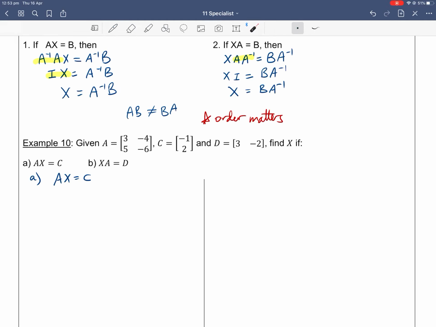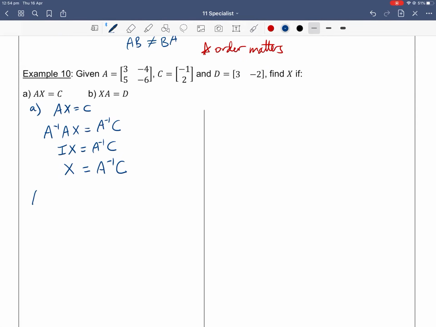Right now, the matrix A is on the left-hand side of X. So to undo the A times X matrix, we need to multiply both sides by A inverse from the left. So A inverse A gives you identity. So IX equals A inverse times C. The identity matrix times anything is the anything itself. So X is equal to A inverse C. So this means we need to do some side calculation, figure out what A inverse is. Then we can multiply that A inverse with the matrix C so we can get our final answer for X.